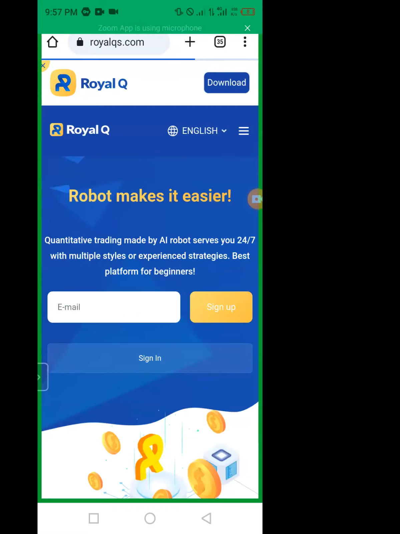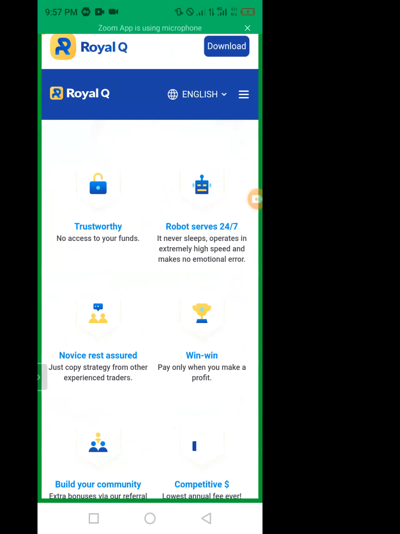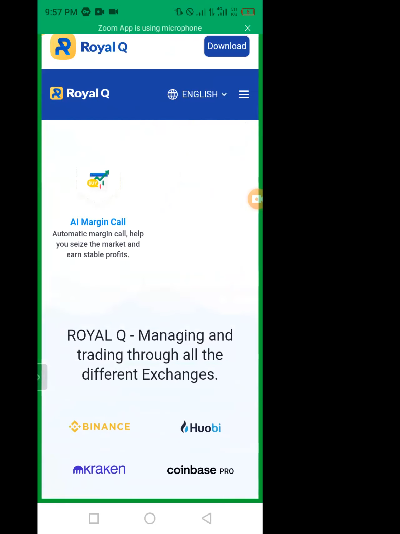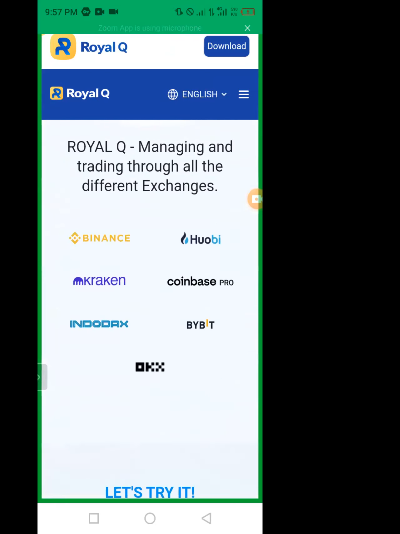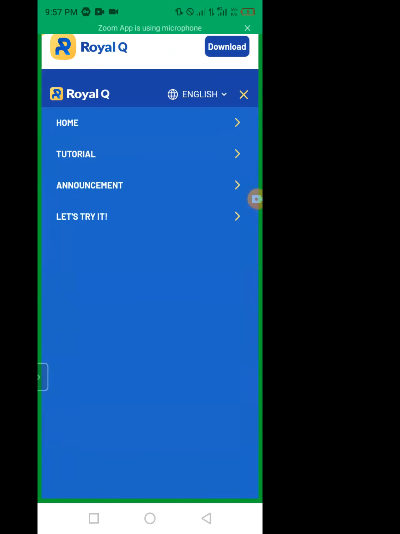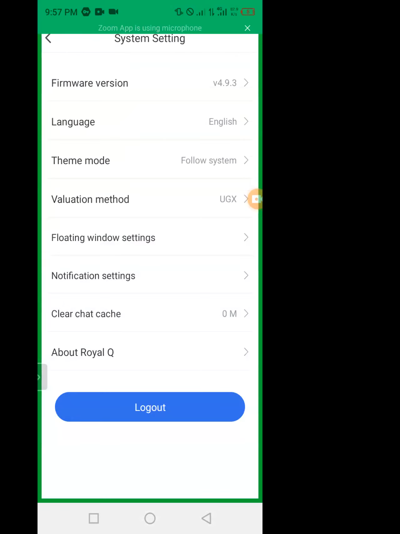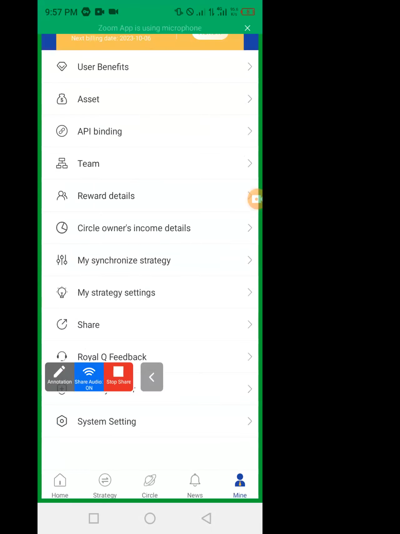With the website, it is here. It gives you most of the things, why Royal Q, and then it gives you the reasons and so forth. Royal Q managing, and then it gives you the basic information. The other things that you want to know, you click here on the menu bar and then it gives you tutorial, announcement, let's try it, and so on. That is about Royal Q. So if you want to log out, remember, you go to system setting and then you click log out. If you want to log in again, then you click on the Royal Q icon, and then it will get you into the system.